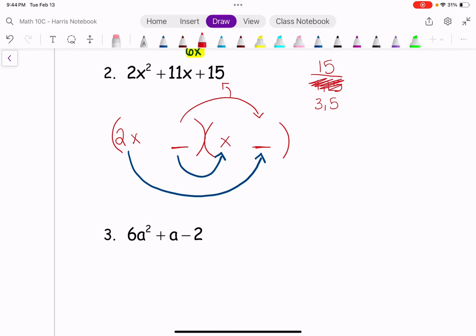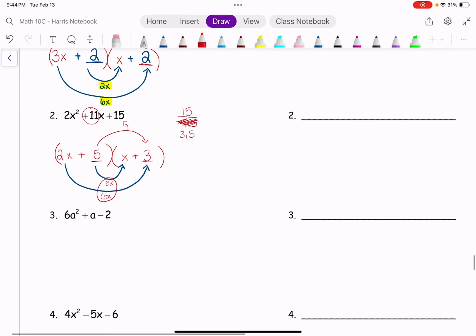So now I'm going to think 3 and 5. Let's go 2 times 3, because 2 times 3 gives me 6x. And then 5 times x gives me 5x. I know 5x plus 6x adds to 11x. So I know that this is my answer, and I know that I'm done. So my answer here is 2x plus 5 times x plus 3.